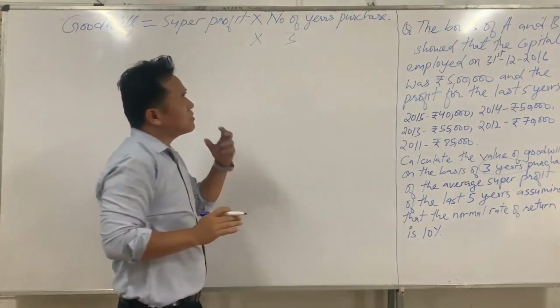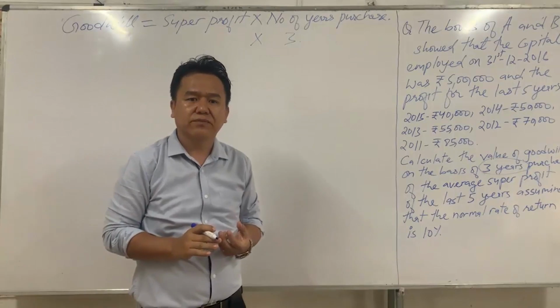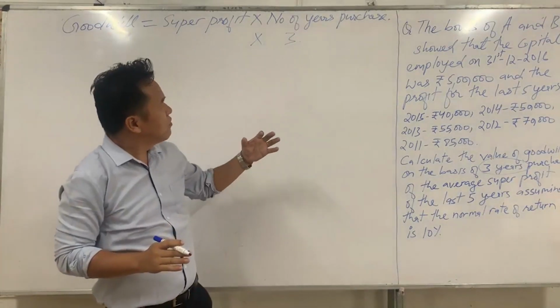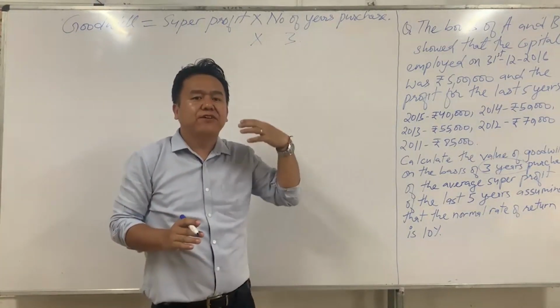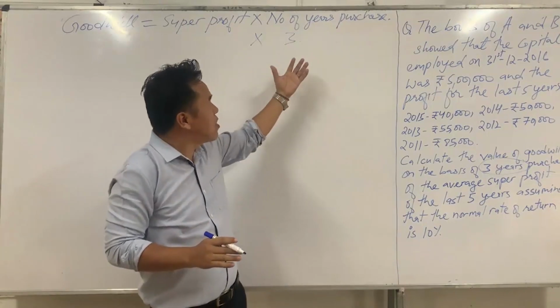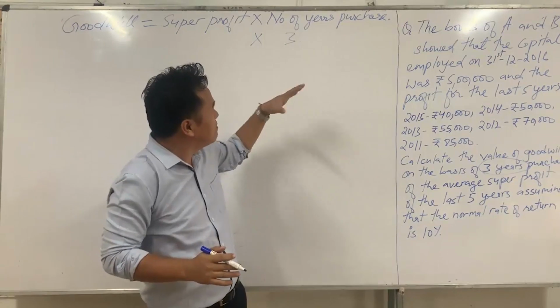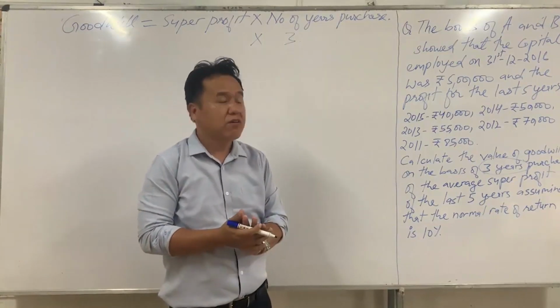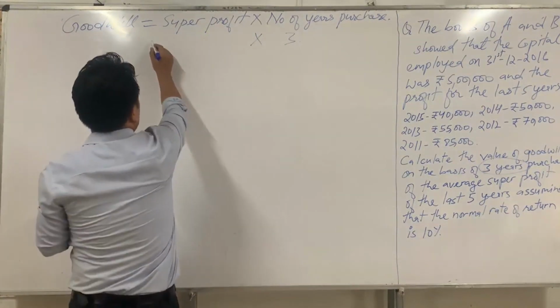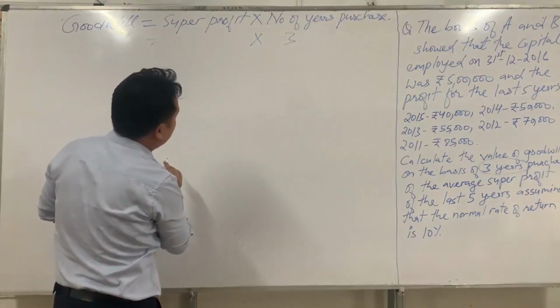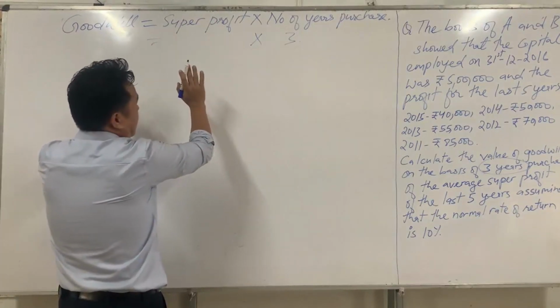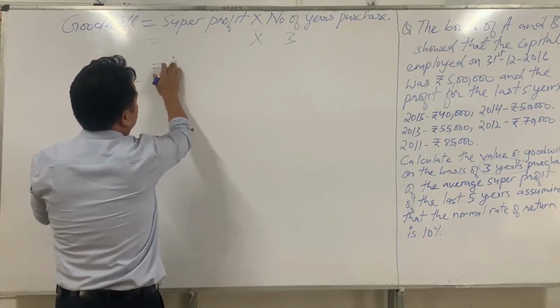By the way, what is the number of years purchase? It means for how many years the firm will earn the same amount of profit. I mean, for how many years the firm will maintain the same amount of profit. And we don't know the value of super profit, so let it be as it is.